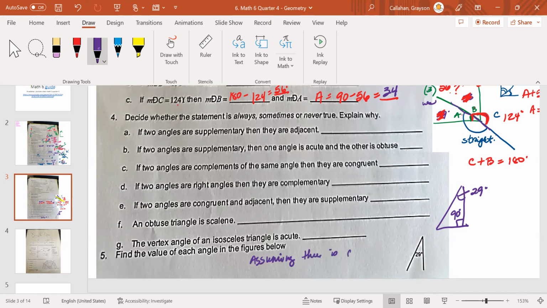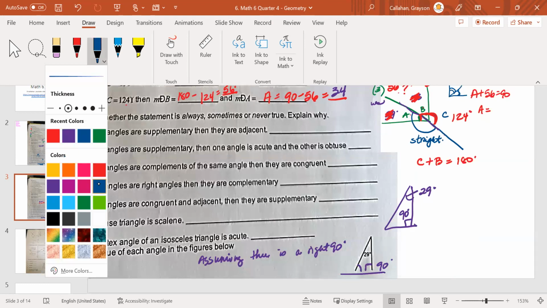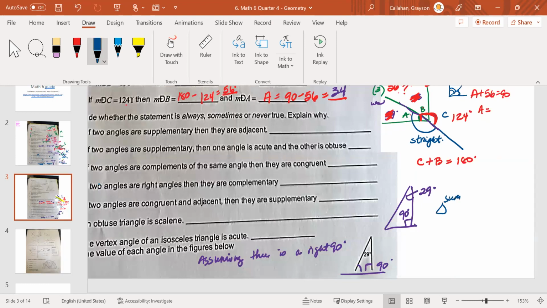there is a right angle, right? We'll just say this angle right here is 90. And how would you find this angle right here? You know, the entire triangle, the sum of a triangle, is equal to 180, right? So if you have 90 and 29, couldn't I just subtract the two to get the third angle? Okay, so subtract, and you should be able to get that last angle, which is right here.